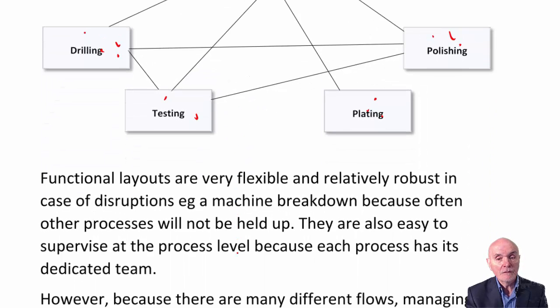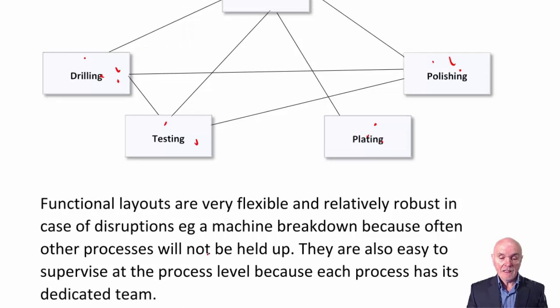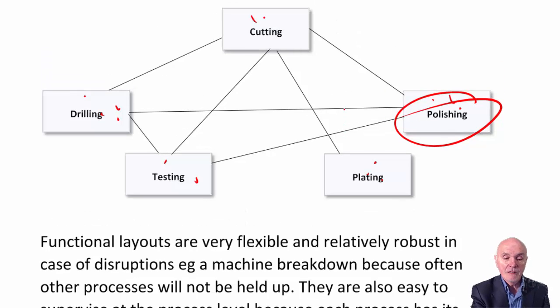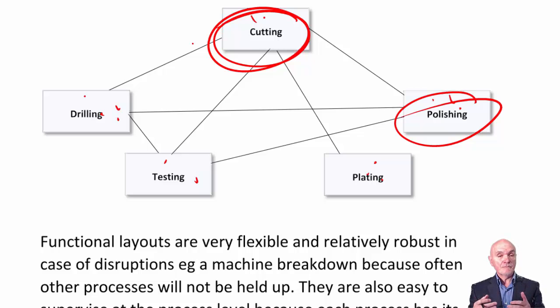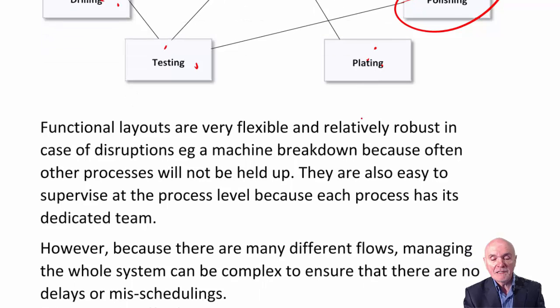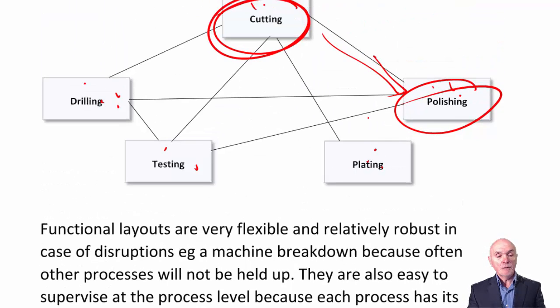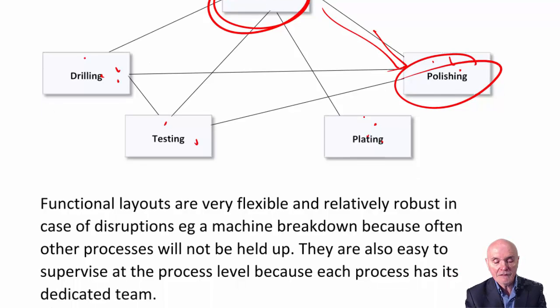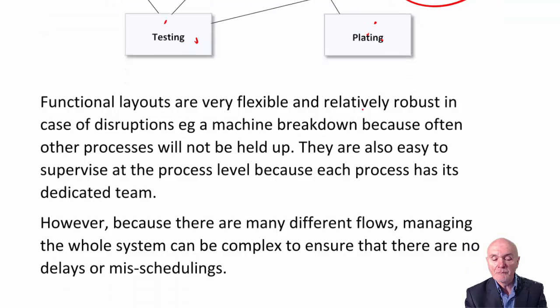They're very flexible, they're fairly robust. If maybe your polishing machine breaks down, then maybe what you can do is you can put lots of people onto cutting and so on. You may be able to get some inventory in there, and then when your polishing machine works again, you can kind of eat into that backlog. Pretty easy to supervise. You will have a supervisor in the cutting room, a supervisor in the polishing room, and so on there, because you have these dedicated teams.